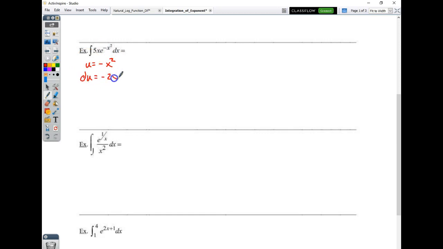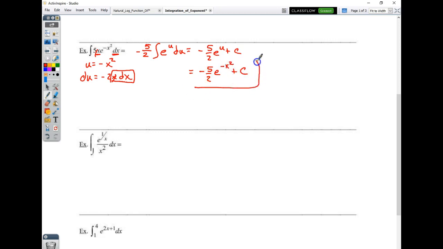I say du is negative 2x dx, and I'll notice that I've got an x dx and an x dx, so that x would fall out. I'm going to pull the 5 out. I've got a factor of negative 2, so I'm going to have negative 1/2 here, e to the u du, or negative 5/2 e to the u plus c, which is negative 5/2 e to the negative x squared plus c.